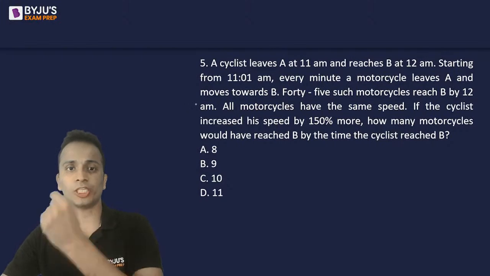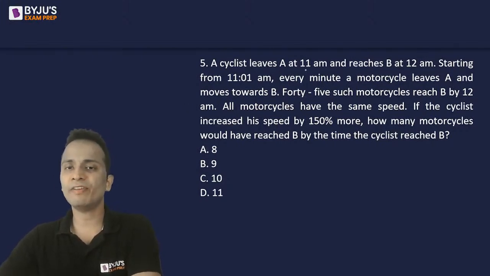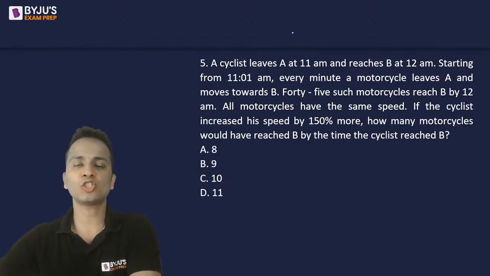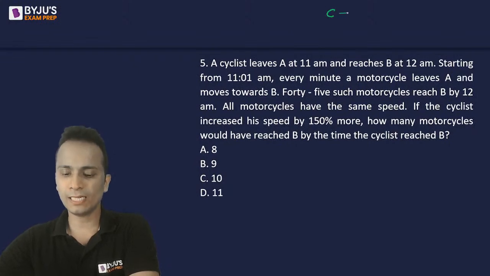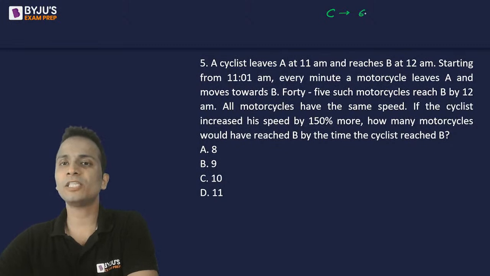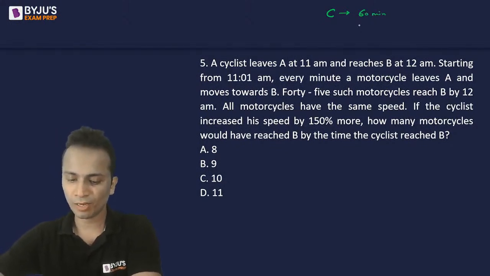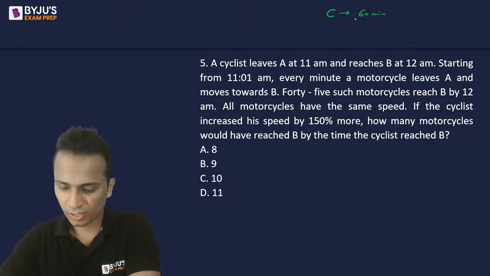Now, talking about this question, a cyclist leaves A at 11 a.m. and reaches B at 12 a.m. So that means the cyclist is taking 60 minutes to complete his journey. Okay, fine. Ritik Kumar Pan, you missed by a few marks.